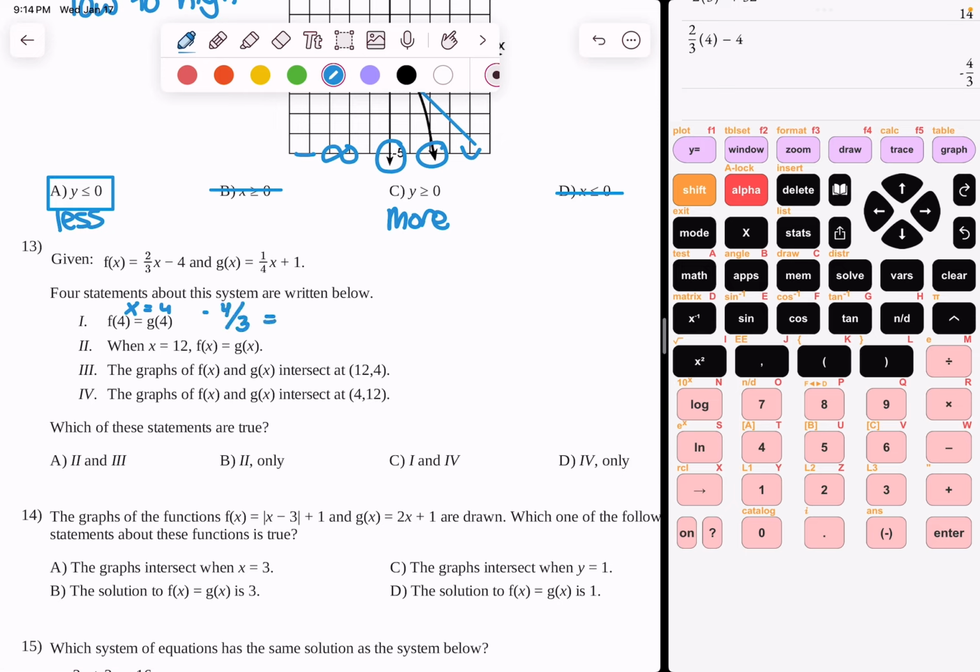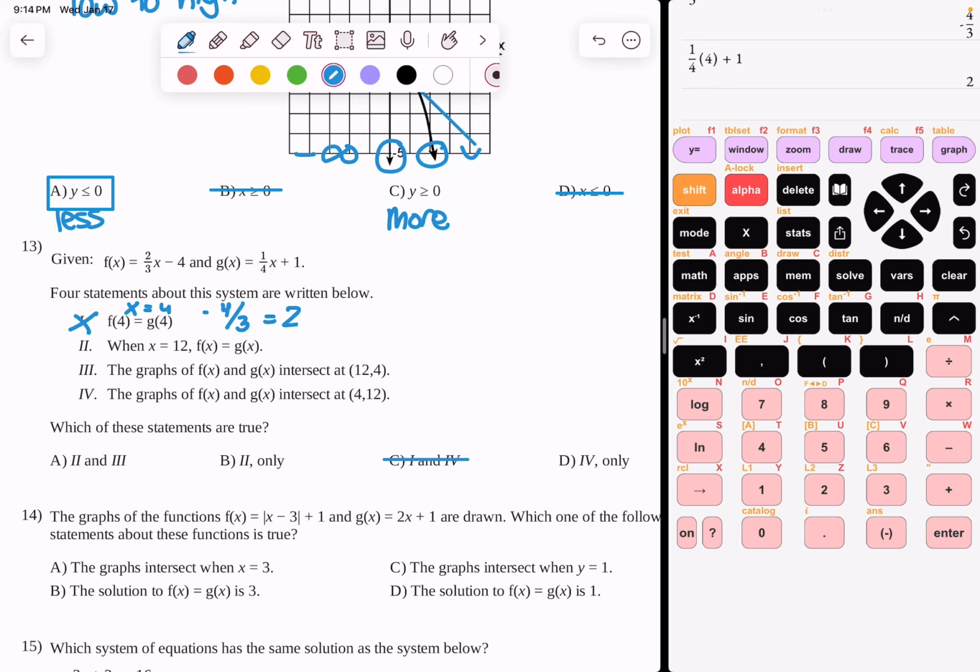And now let's see the g1. 1 over 4. Let's make x 4, plus 1. That equals 2. Are those equal? Definitely not. So I'm going to get rid of any answer choice that says 1. All right, let's look at 2.